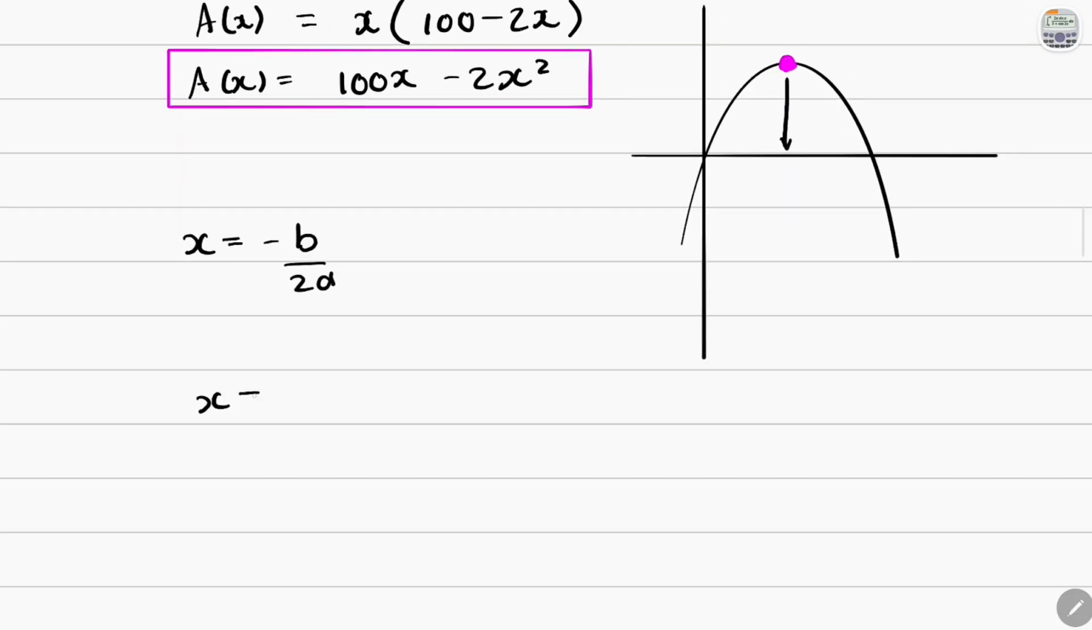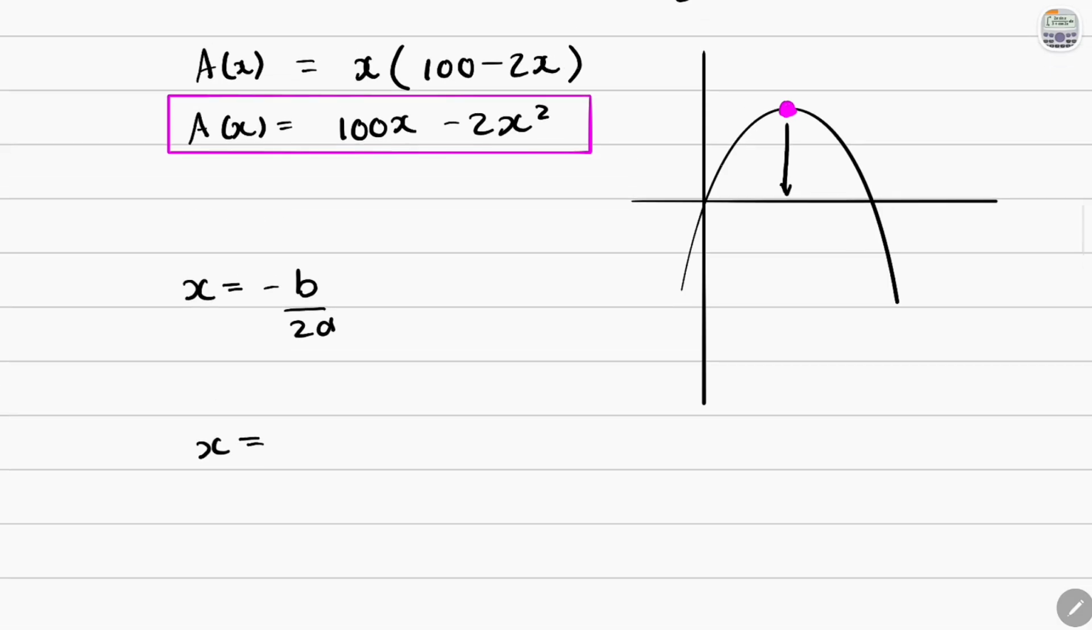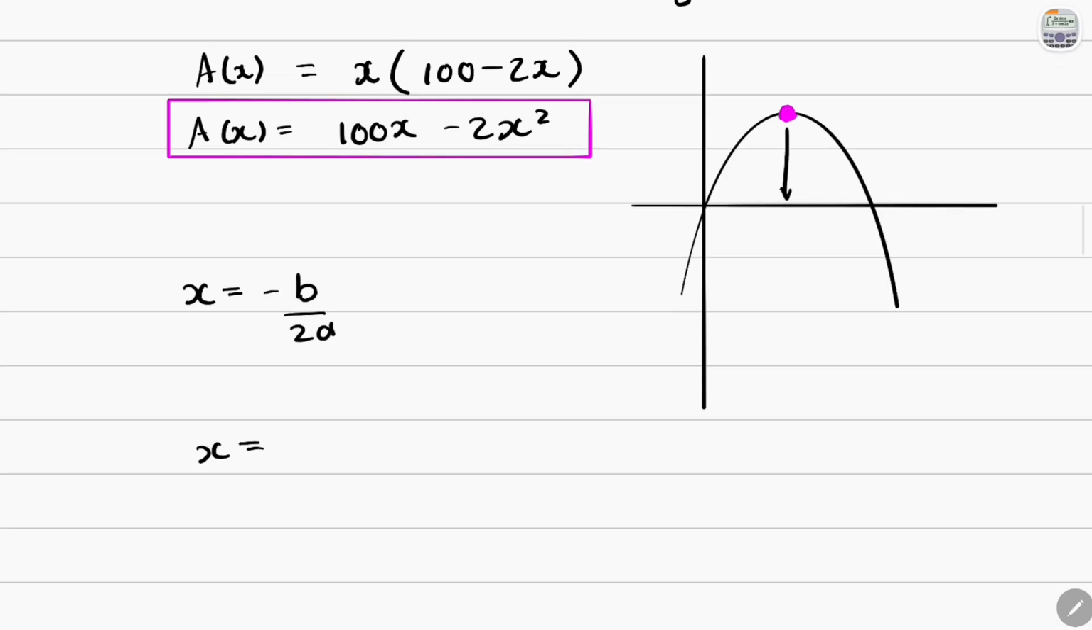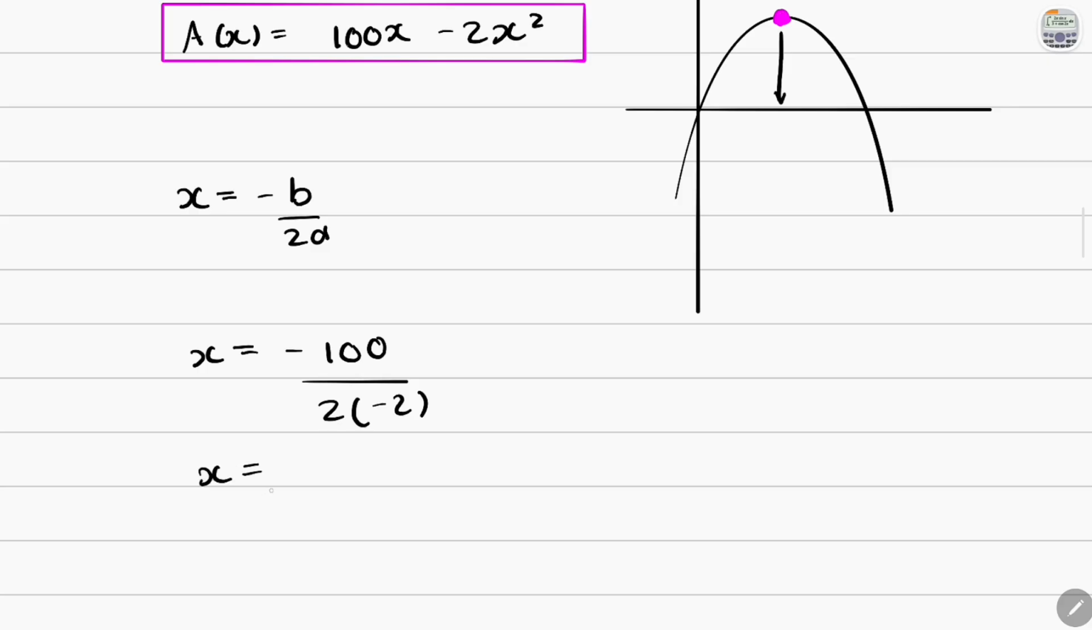So x is equal to negative b. Do you see b is always the coefficient of x? So that is negative 100 all over 2a. So 2 multiplied by a, which is negative 2. And so x is simply equal to 100 over 4, which is 25. Okay, so we know what x is.